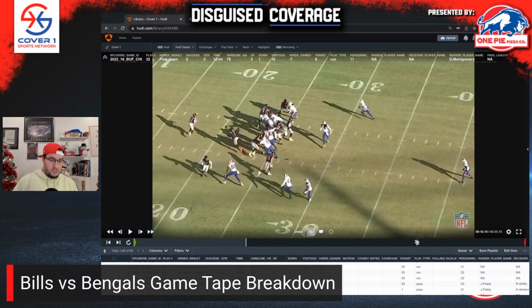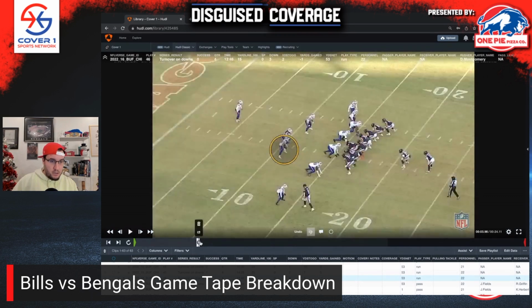This next one isn't anything sexy or crazy schematically. This is just Matt Milano. This is 3rd and 2. This is Matt Milano blowing up a run. He gets talked about so much in coverage. And like I mentioned earlier, having the 3rd lowest quarterback rating against when targeted, having the 10th lowest reception percentage allowed, again, both of those amongst linebackers.